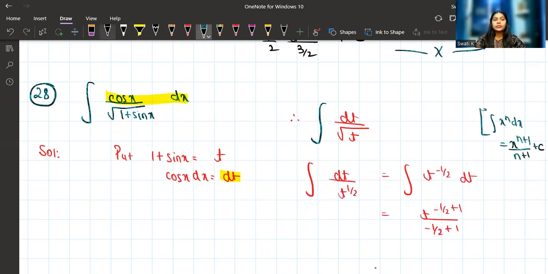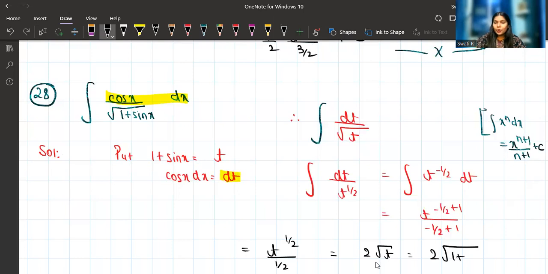Make sure when you are solving questions, you are writing the formula on the side. So therefore, this will simply become t raised to minus half plus 1. If you take LCM, it will become half. And this will also become half only. So this will become 2. T raised to half is nothing but root t. And 2 root t is nothing but 2 root 1 plus sin x. And that is your answer. And we are done with the 28th question.